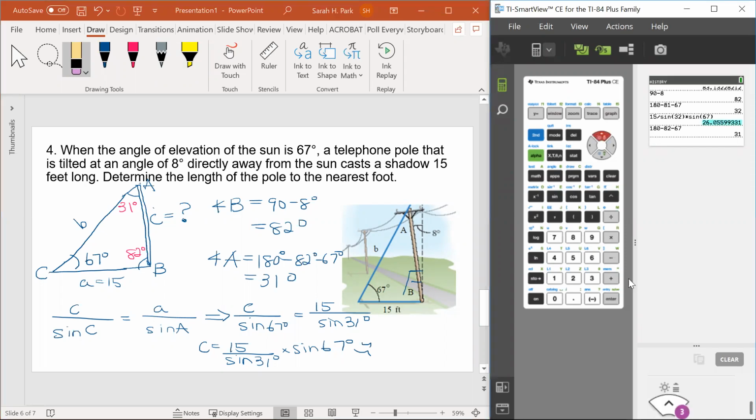I'm just going to copy and paste. Since I have 32, 31. And we have round to the nearest foot means round to the nearest ones place. So 26.8 rounds up to 27 feet.